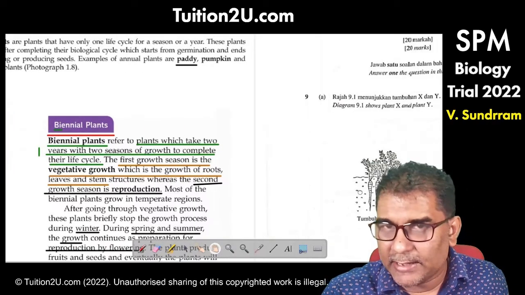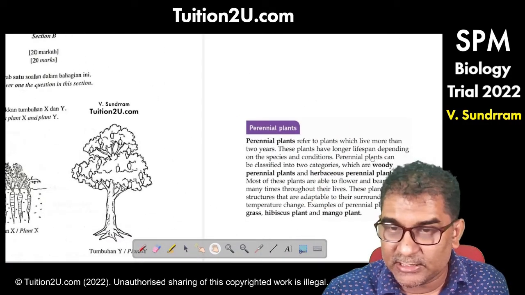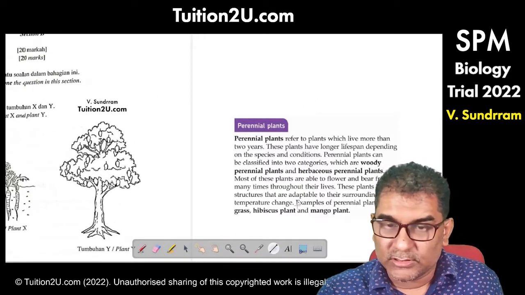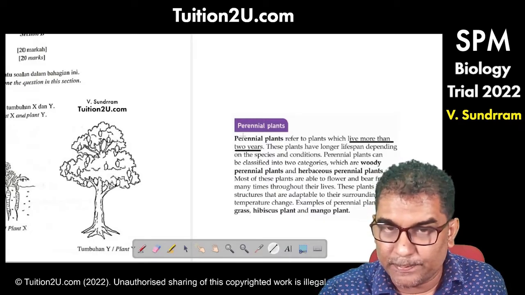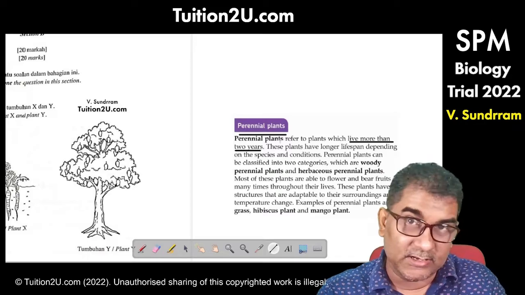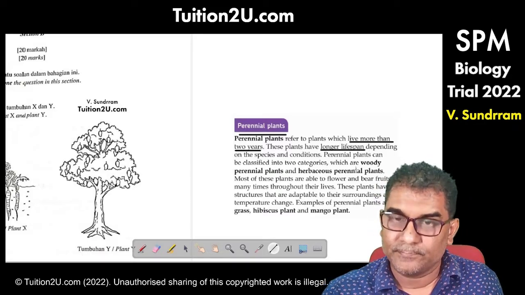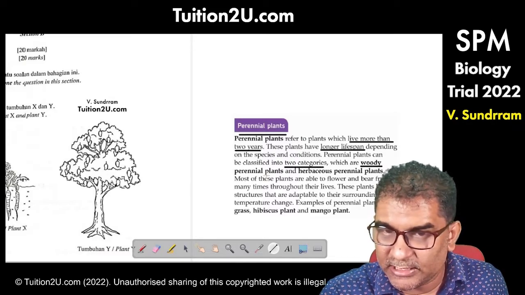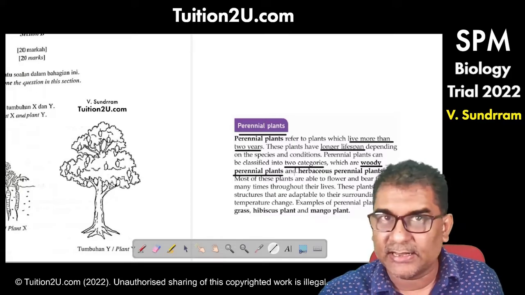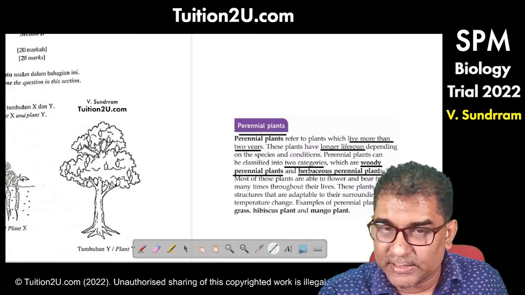The perennial plant explanation was not asked, but let's see how a perennial plant looks like. So the point is they live longer than 2 years. The name perennial is 1 mark from the earlier question. They have longer lifespan. There are 2 categories. The woody perennial plant, as you can see in the diagram, is normally large in size, or we also have herbaceous perennial plant.